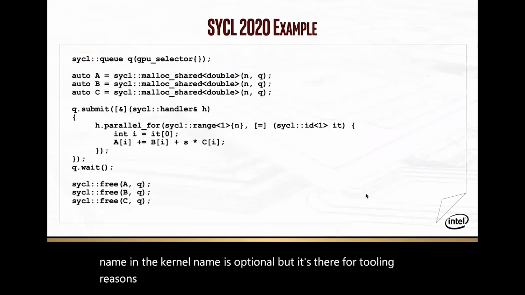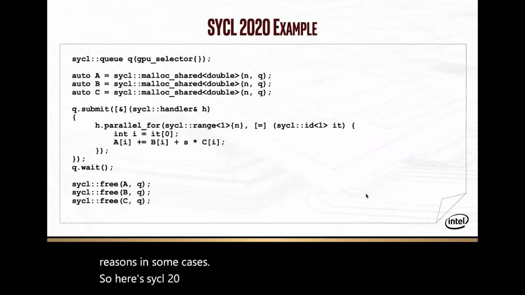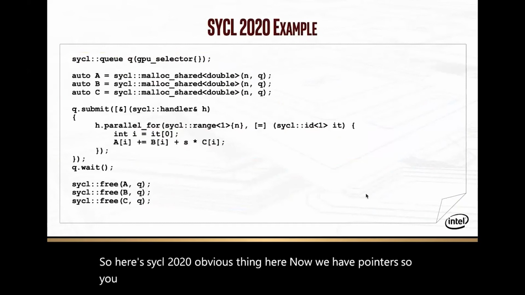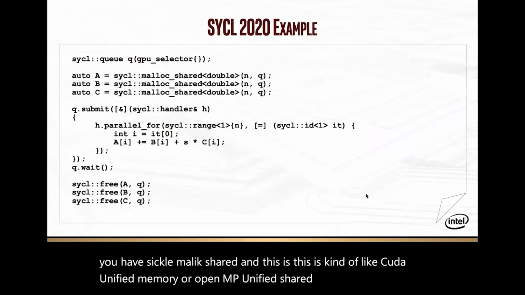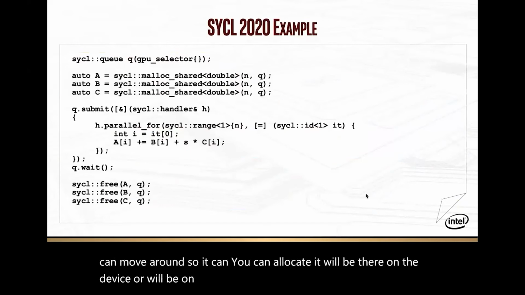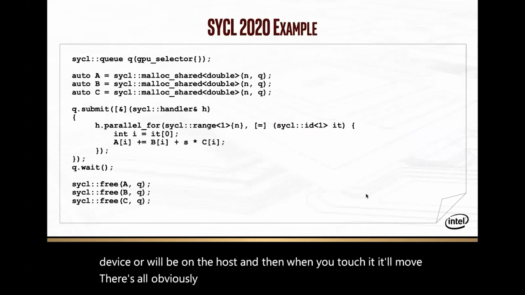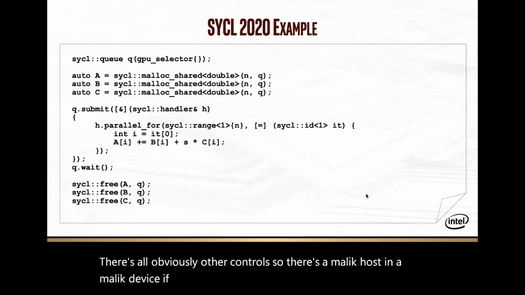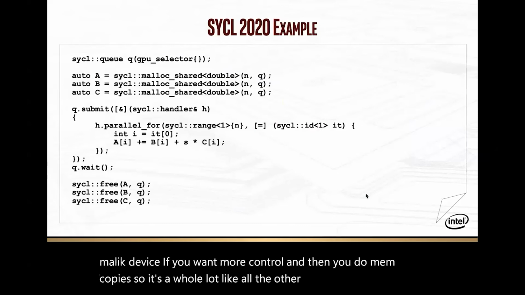So here's SYCL 2020. The obvious thing here now is we have pointers. So you have SYCL malloc_shared, and this is kind of like CUDA unified memory or OpenMP unified shared memory. This thing can move around, so you can allocate it, and it will be either on the device or on the host, and then when you touch it, it'll move. There's obviously other controls, so there's malloc_host and malloc_device if you want more control, and then you do memcpy. So it's a whole lot like all the other GPU models that are explicit for people who really want that.